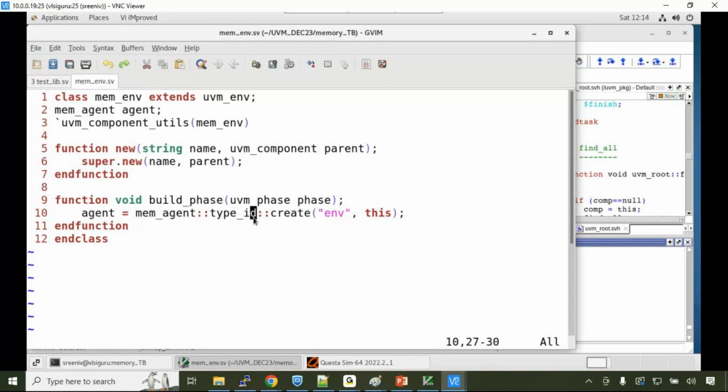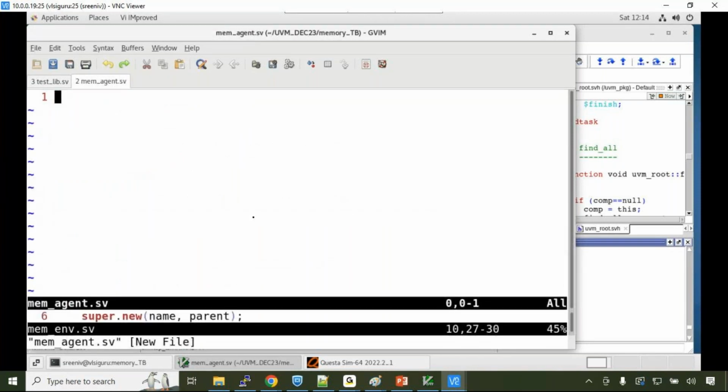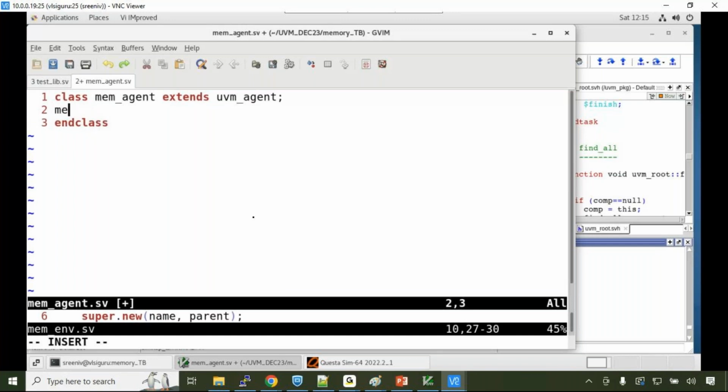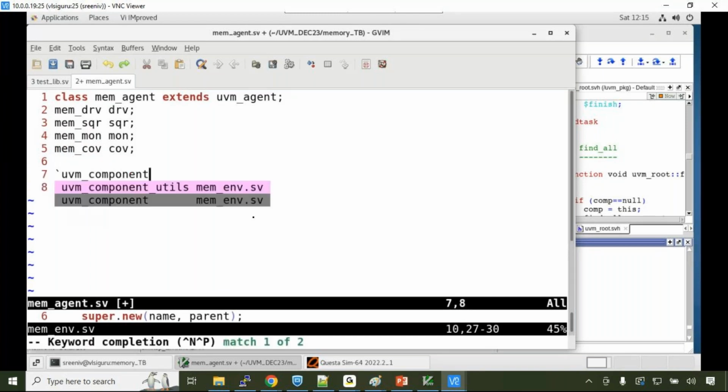Now that we are instantiating agent, we have to define agent. So let's define agent. With that, we will stop the session. We'll define mem agent. Let's follow the same steps. What is the base class for mem agent? uvm_agent. What is the next thing we have to do? Children. What are the children? Mem driver, mem sequencer, mem monitor, mem coverage. Then what else do you do? Register to the factory.